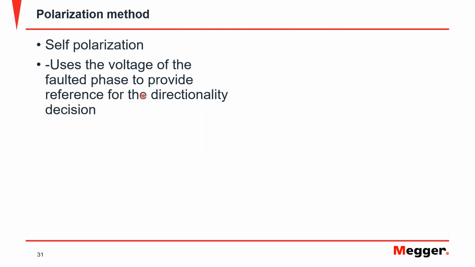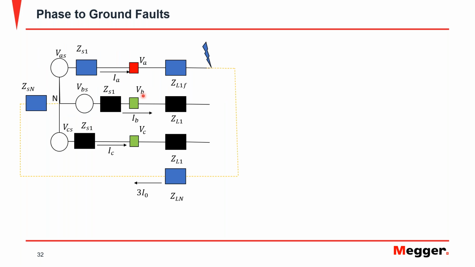When it comes to self-polarized elements, what they do is they use the voltage of the faulted phase to provide the reference for the decision. I am only including this here as a reference so that you know why this is not used in the field, and why it's rare to find elements that are polarized with the voltage of the faulted phase. But I believe it's interesting to talk a little bit about it, because that helps us understand the other methods that we have later.